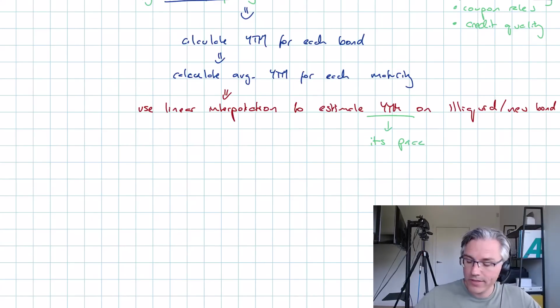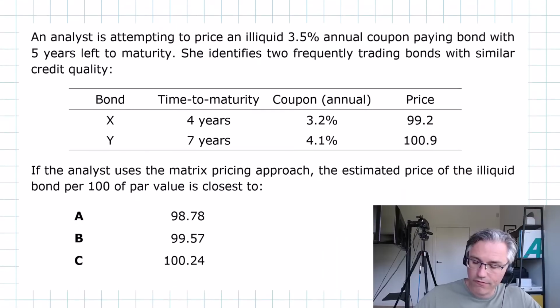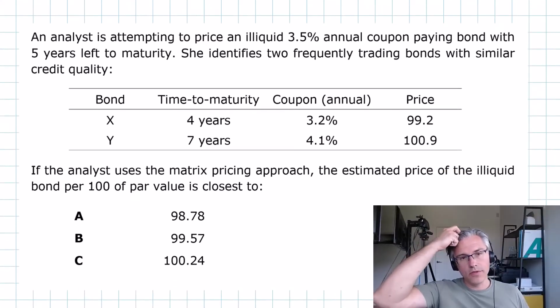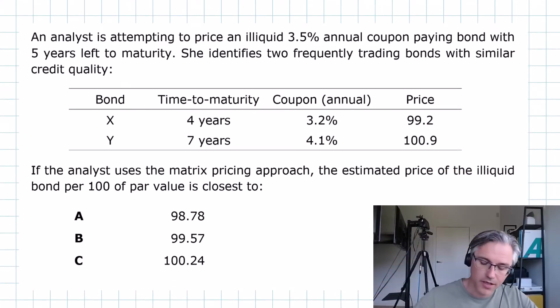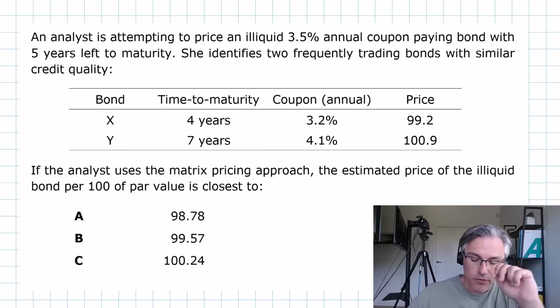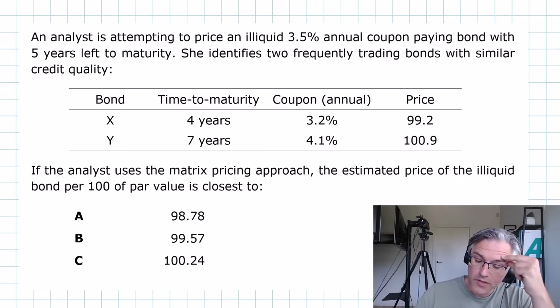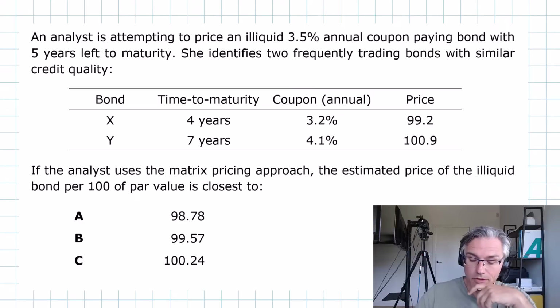Let's do an exam-style question on this, which are very much based on what's in your book. It's got different data, but it's quite similar. An analyst is attempting to price an illiquid 3.5% annual coupon paying bond with 5 years to maturity. I've made this annual coupon paying just to keep things relatively simple, because we're going to have to compute yields to maturity with 5 years left to maturity. She identifies 2 frequently trading bonds with similar credit quality.